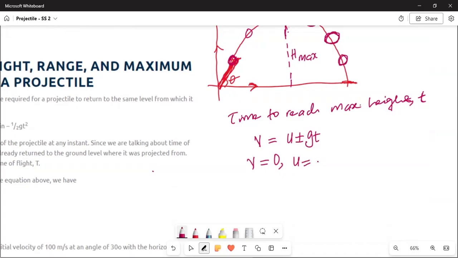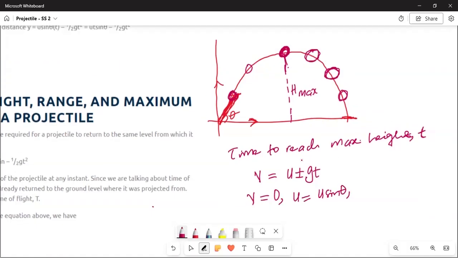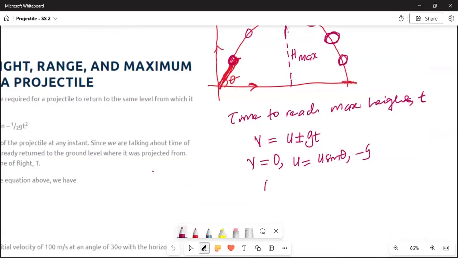But that is what is driving this thing upward: u sine theta. At maximum height, this thing is going up, so g is negative. It's going against gravity, so we use negative g. And we are looking for t. So if we substitute all of this into this equation, 0 is equal to u sine theta minus gt.